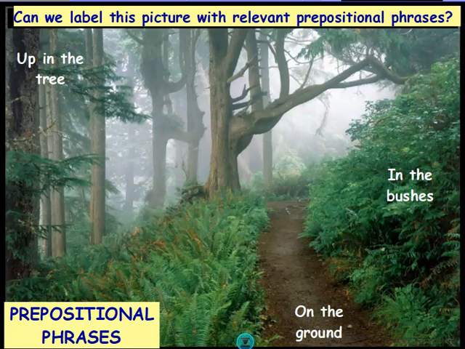Welcome back. Hopefully now you've got a really good list of prepositions that you can use. I want you to have a little look at this picture with me. What prepositions could we use to describe this picture? I put a few on. So we've got up in the tree, in the bushes, on the ground. We could have through the mist or through the trees. We could have along the path. We could have behind the bush or in front of the tree, over the branches. I'm sure you can come up with a lot more. Have a little think. You might want to pause the video. What can you add to your list?